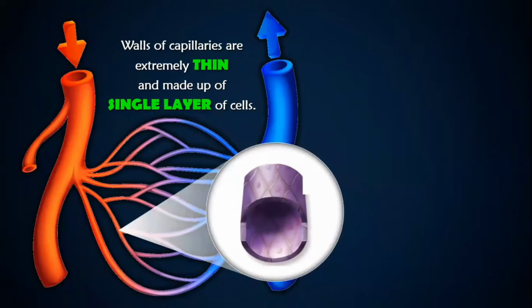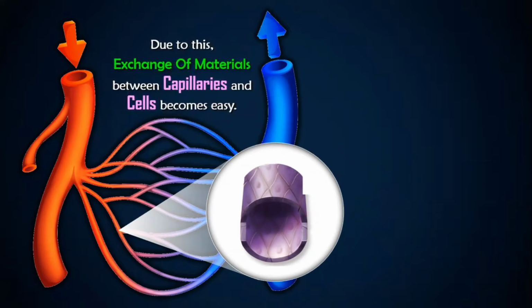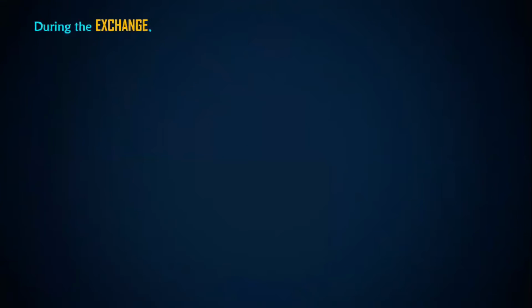Walls of capillaries are extremely thin and made up of a single layer of cells. So if you see the wall of the capillaries in the outer covering, they are very, very thin. Okay, and they have only a single layer of cells. This is the main reason why exchange of materials between capillaries and cells becomes very easy. Materials can be exchanged out and in between capillaries and cells.